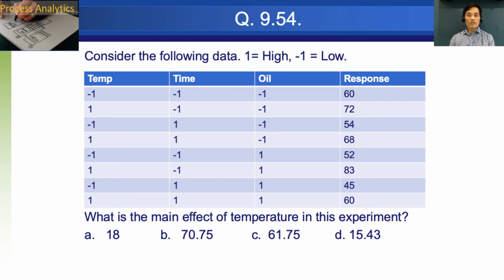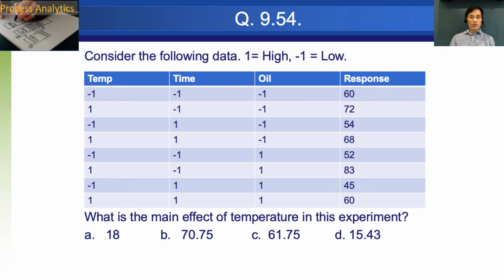Let's go over a few questions together. This question, I think, is very important for us to understand, and it's a challenging question. Consider the following data. 1 equals high, negative 1 is low. And what is the main effect of temperature in this experiment? So this is the main effect. Therefore, you have to add the high and subtract the low.